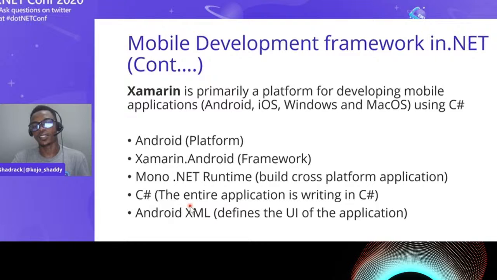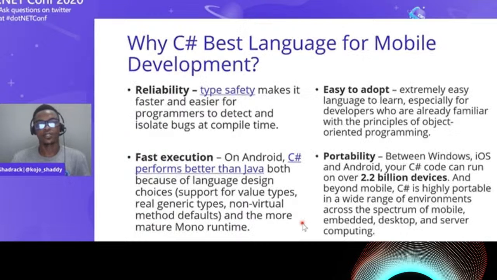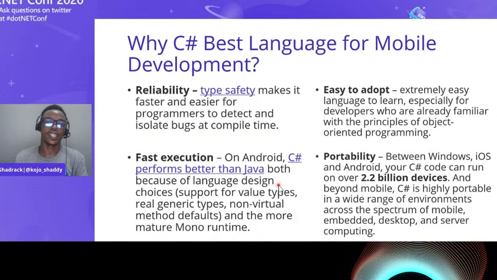So C#, that's the entire application. So the entire application is written in C#. That's the code we are going to use. Then Android XML defines the user interface of the application. Yeah, so someone will ask, why is C# the best language for mobile development? I just picked a few. I've provided a link at the end of my slide. You can read more. I think it's on the Microsoft Xamarin blog site here.